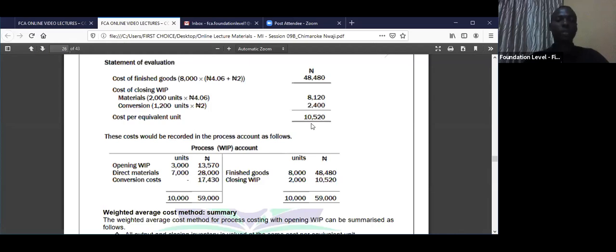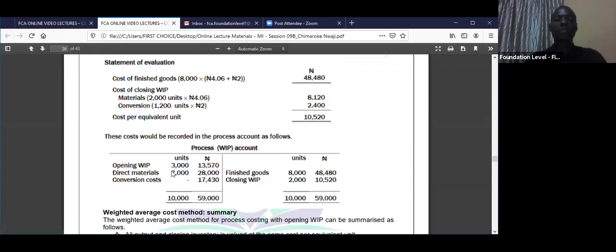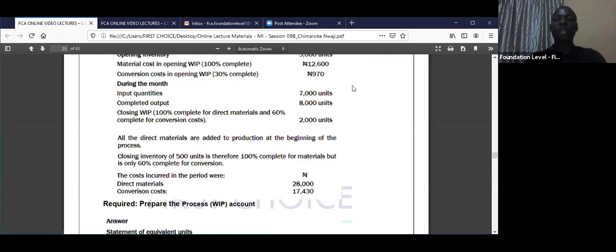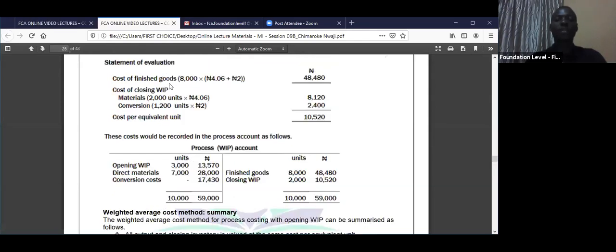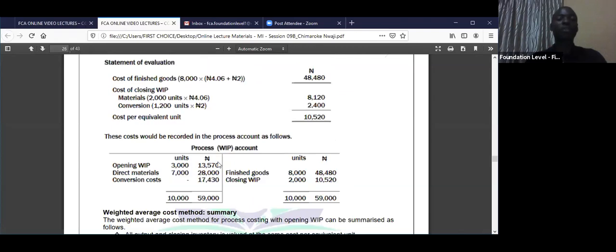Now look at what we're going to do now. The process costing, opening work in progress. We are told before it was 3,000, which comprises this 12,600 and 970, which is 13,570, which is this one here. Direct material, we are told our input was 7,000 units, so direct material should be 28,000. Conversion cost is this figure, but no material or unit attached to it. You add them up. So here is 10,000, here is 59,000.